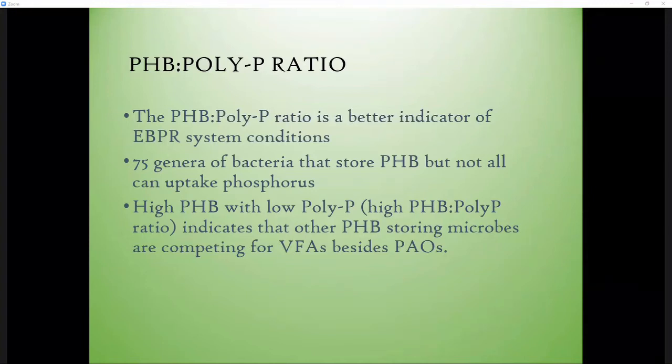So if I've got a whole lot of PHB and only a little bit of poly-P, then that means I either have a lot of GAOs in there too, along with PAOs, or some other microorganisms that like to store PHB. And so what that tells me is that that environment is not conducive to only PAOs in my anaerobic zone.